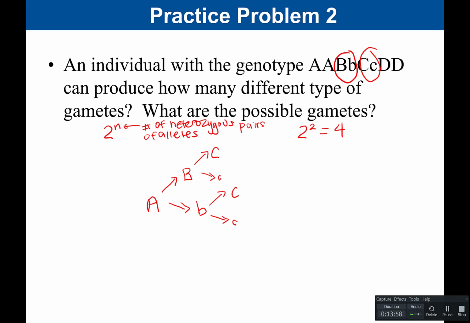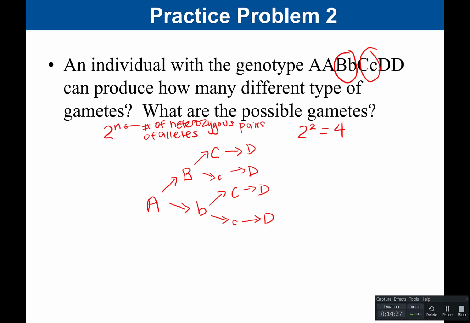And then the D's, notice the only option is that you're definitely going to give your offspring the big D. So I don't need to branch. I'm just going to go straight across. Big D, big D, big D, big D. There's no branch at that point because there aren't 2 options. There's only one option. So now you can just read them going from the top down.